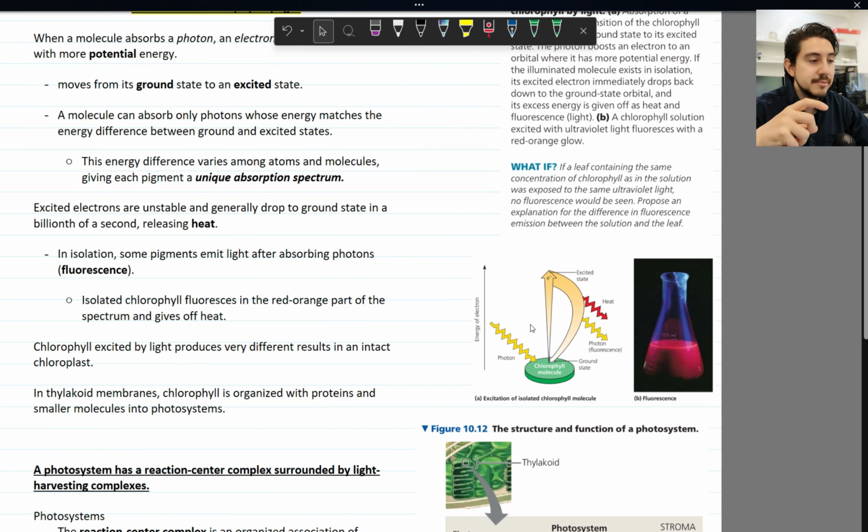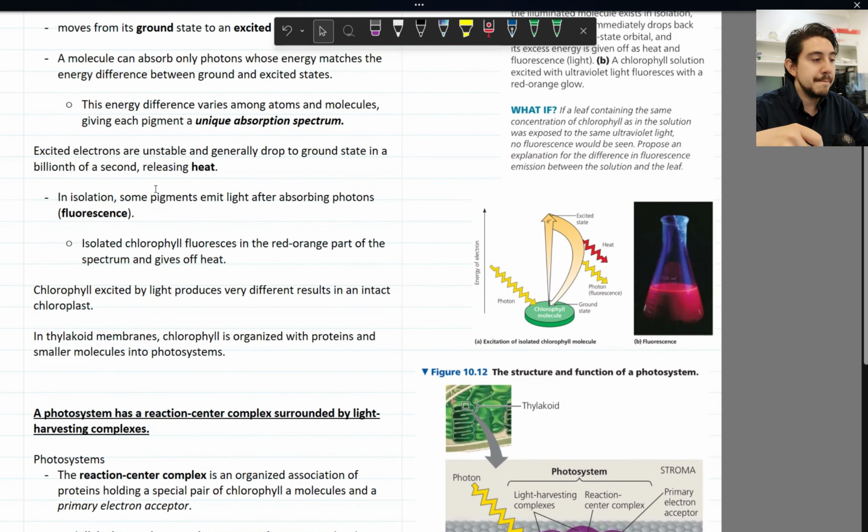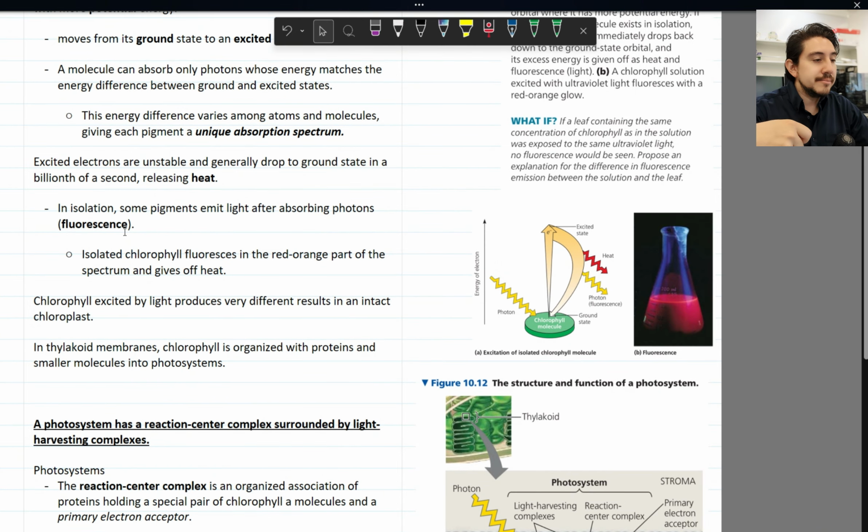Okay, so it has to match. This energy difference does vary among different atoms and molecules and for each particular pigment. So you have a unique absorption spectrum. And it's quite interesting: when you energize these electrons, they have a higher amount of energy, and so they liberate that energy as heat, as fluorescence.